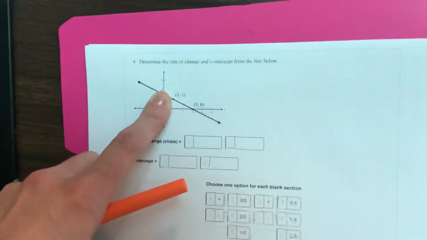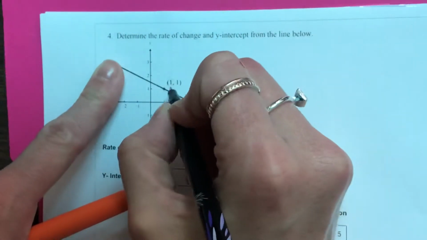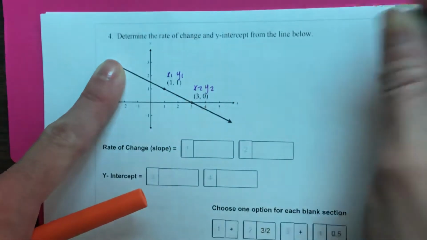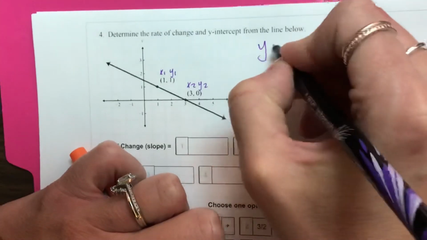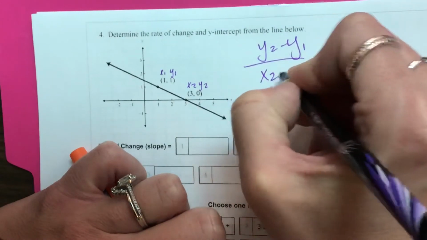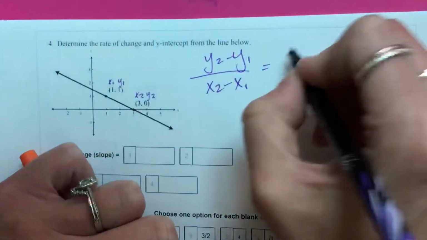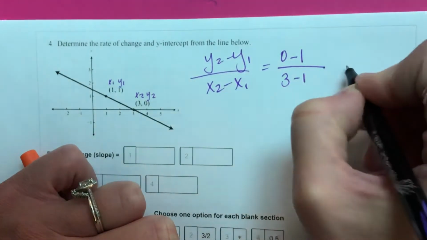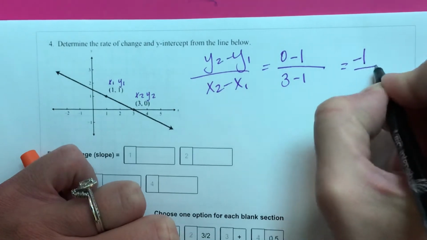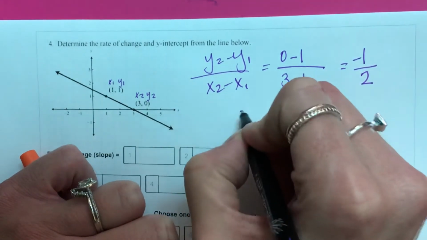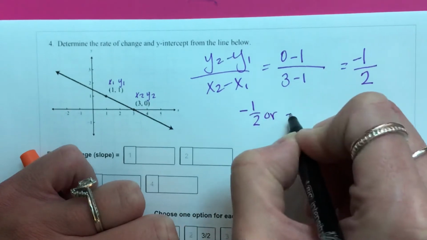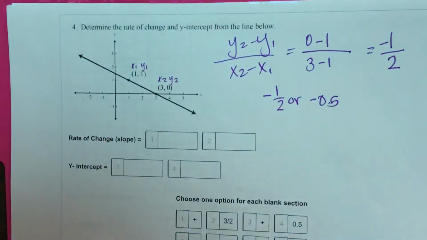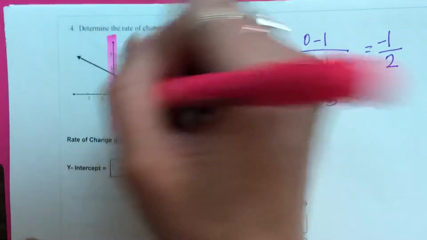Same idea on this one. They've already given you your points, so label them however you want. I'm going to say x1, y1, x2, y2. And then your formula. So 0 minus 1, 3 minus 1, -1, 3 minus 1 is 2. So slope is -1/2 or -0.5. And then your y-intercept where it crosses the y-axis, the vertical axis.